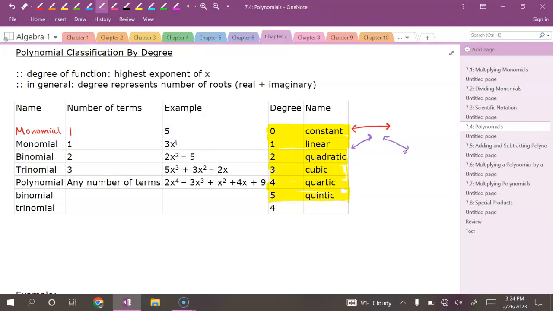Now, the next one we have here, they're calling it a binomial because we have two terms, and they're writing 2x squared minus 5. So the x squared is where our degree comes from, because the degree always comes from the letters. So 2 is the degree, and the new name for this one is quadratic. The quadratic graph looks like a U shape, and it can point up or it can point down.